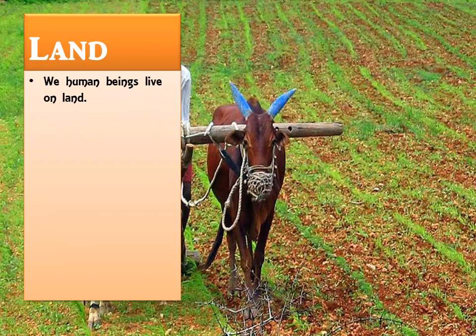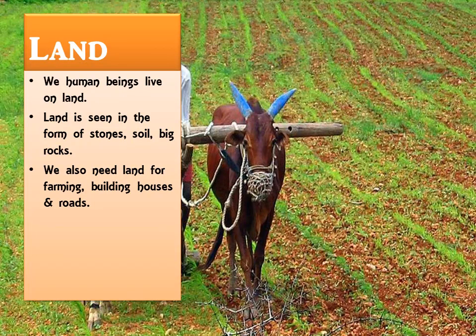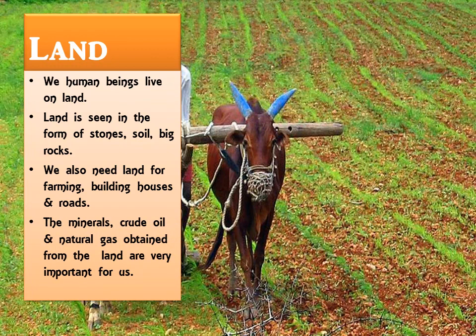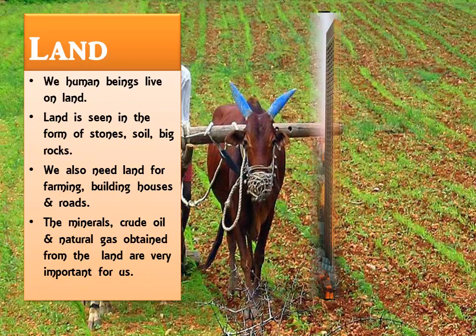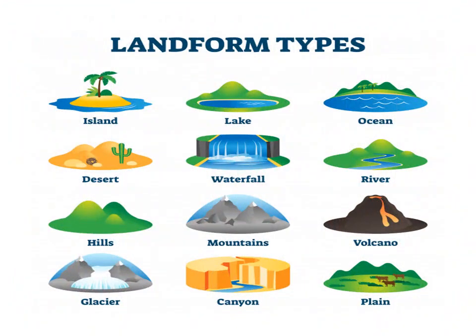We human beings live on land. Land is seen in the form of stones, soil, big rocks. We also need land for farming, building houses and roads. The minerals, crude oil and natural gases obtained from the land are very important for us. Landforms: island, lakes, oceans, deserts, waterfalls, rivers, hills, mountains, volcano, glaciers, canyons, plain.